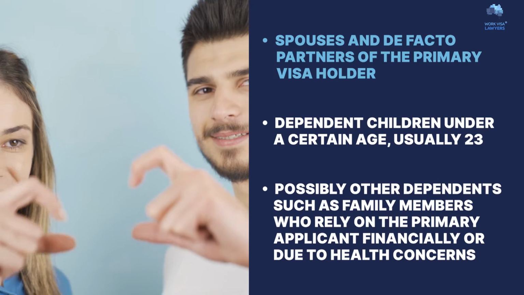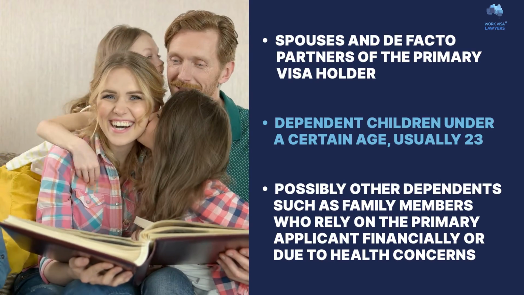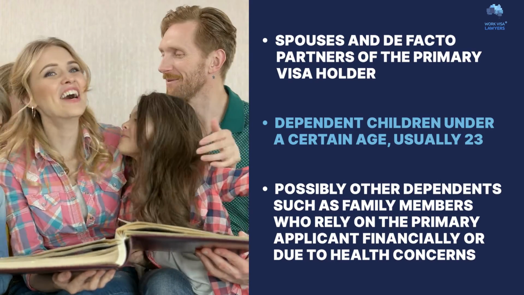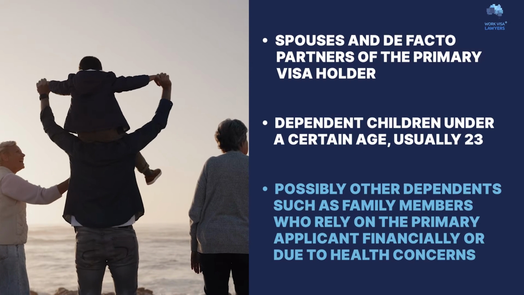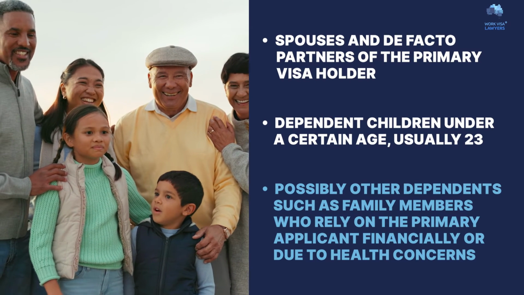Who can apply for a subsequent temporary entrant visa? The eligibility criteria depend on the specific visa, but can generally include the following: spouses and de facto partners of the primary visa holder, dependent children under a certain age, usually 23, and possibly other dependents such as family members who rely on the primary applicant financially or due to health concerns.